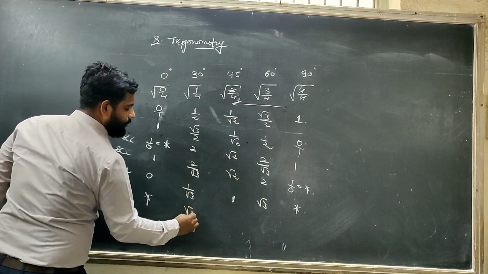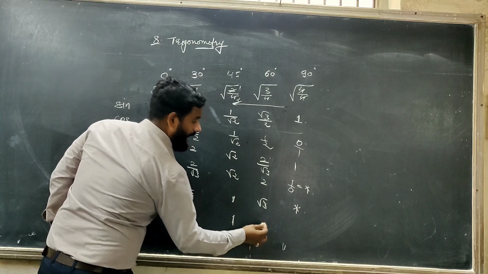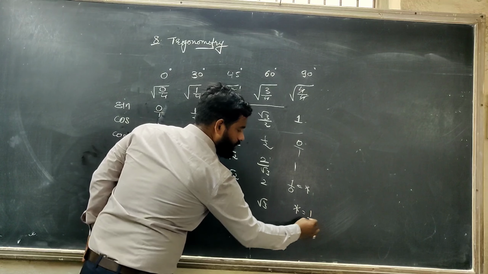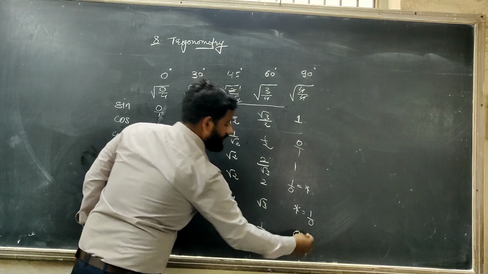1 by root 3 will be root 3. 1 will be 1. Root 3 will give you 1 by root 3. And infinity, what is it? 1 upon 0. If you do the reciprocal, it will give you 0 by 1, which is nothing but 0.